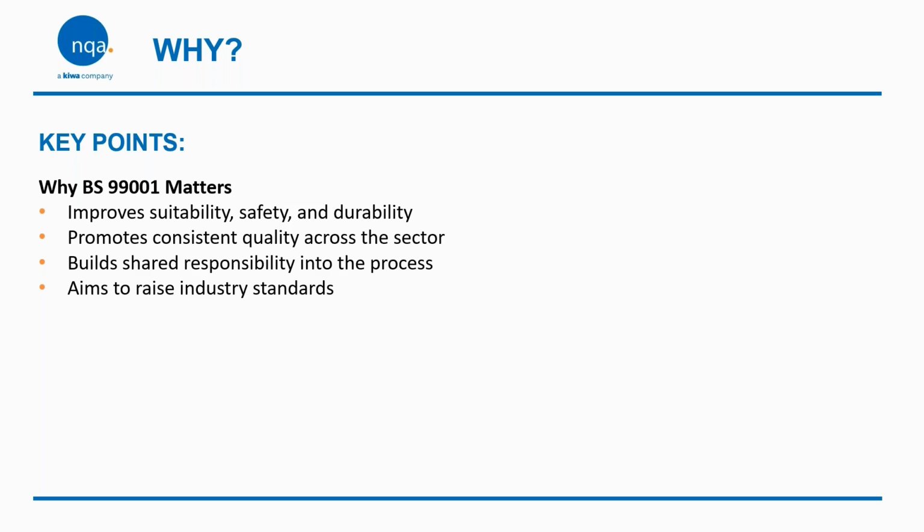It's about whether we build it safe, it's durable, and it's fit for purpose. BS 99001 emphasizes these three terms, sustainability, safety, and durability, and you'll see this coming up quite regularly throughout this presentation. It aims to raise the quality baseline across the industry by ensuring that each part of the supply chain understands and fulfills their responsibilities. It helps embed a consistent approach to governance, quality planning, and risk control. This is especially valuable for clients or tier 1 contractors who want to ensure alignment through project teams and their subcontractors.